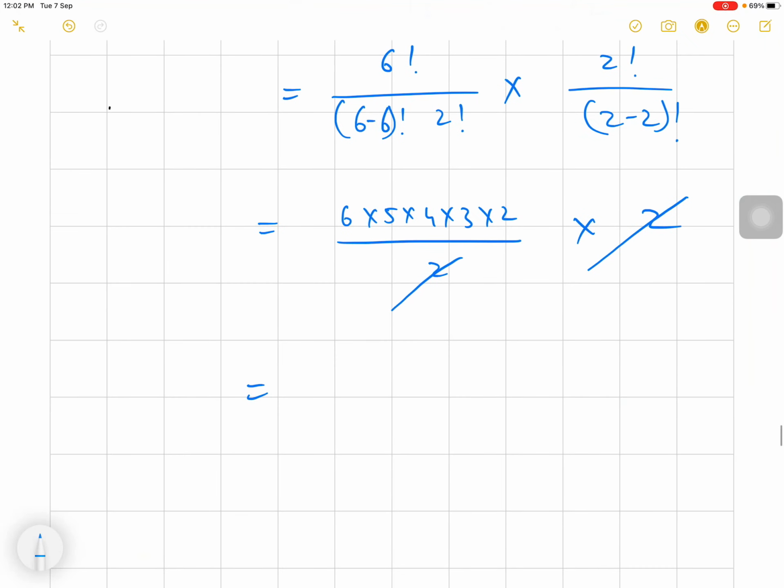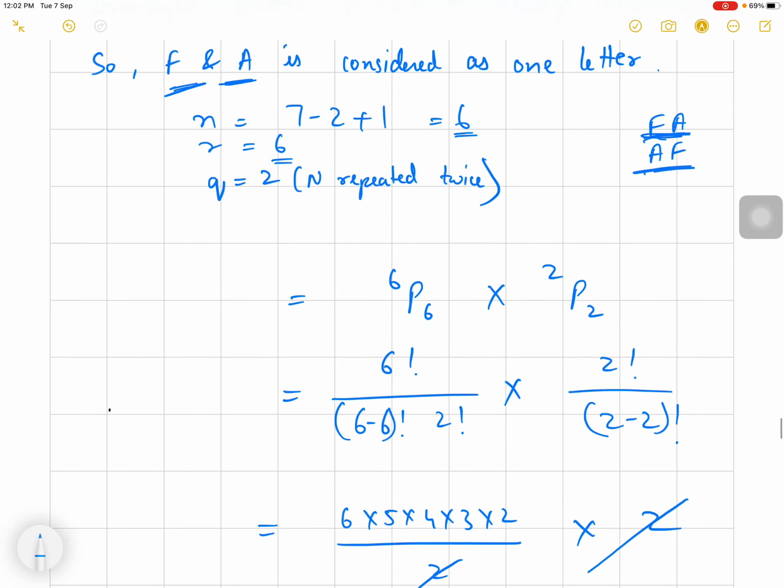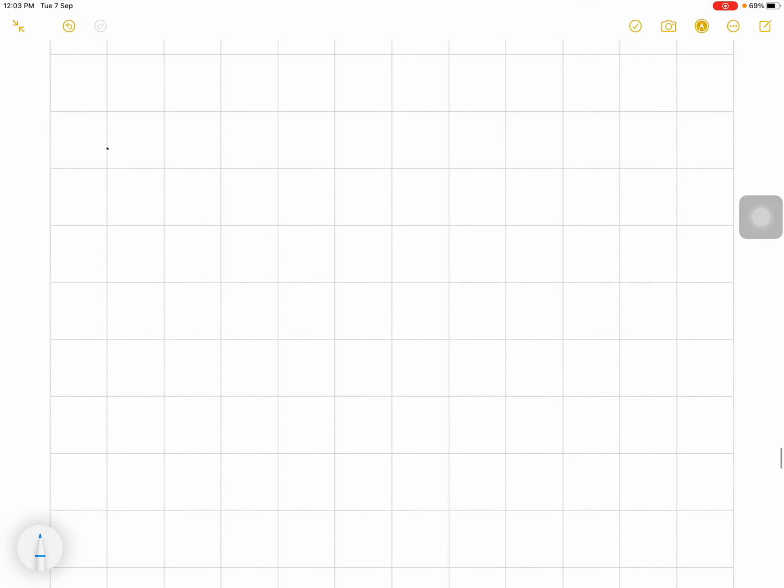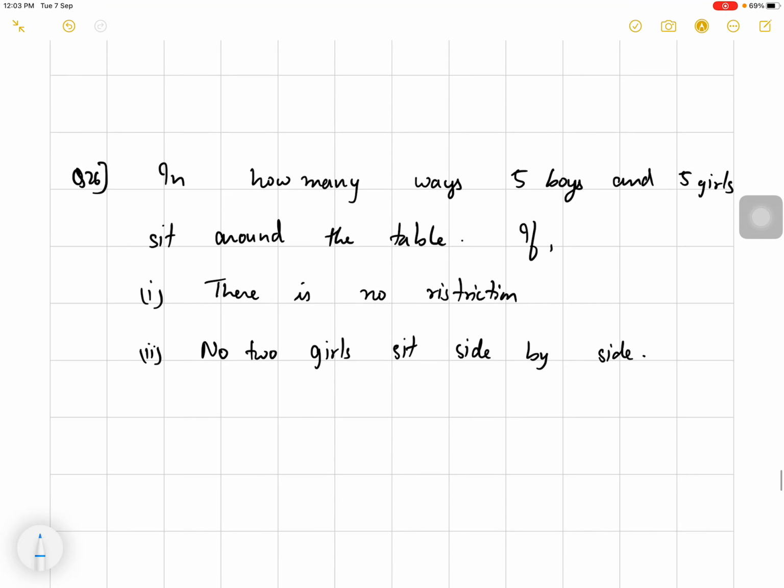Ways. Okay, if you are not comfortable doing this way, you calculate 6P6 and then you calculate 2P2 and then you multiply. Okay, no problem. So answer is 720 ways. Okay, so now we will be solving circular permutation.